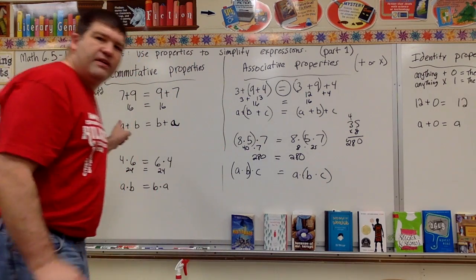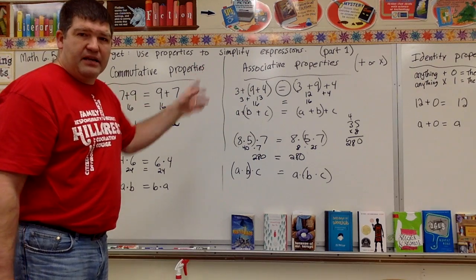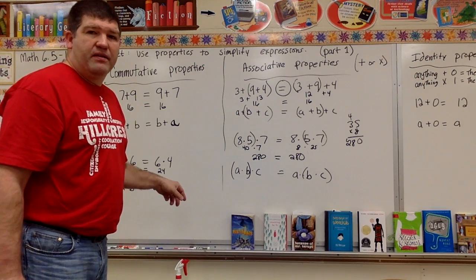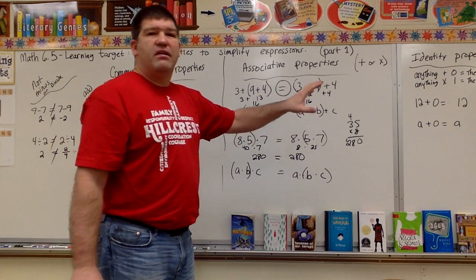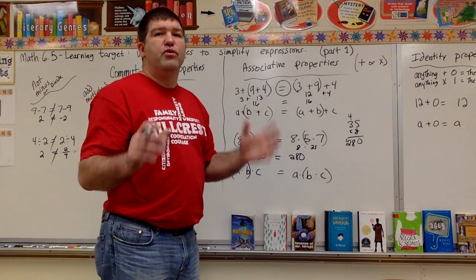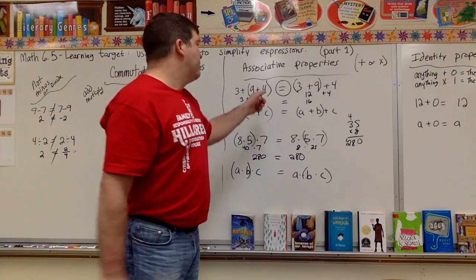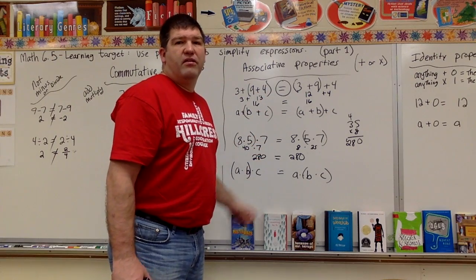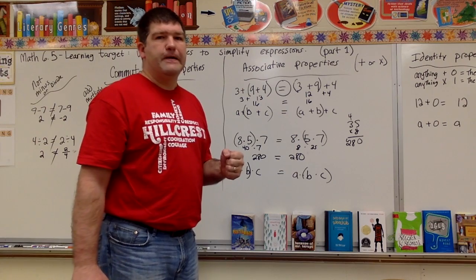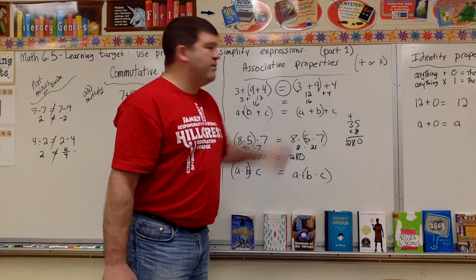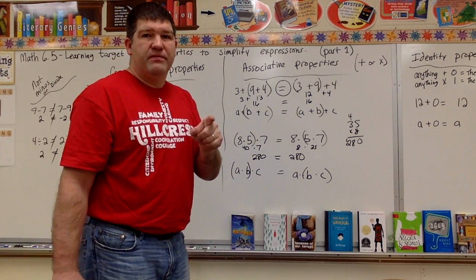So commutative tells me it doesn't matter which comes first and second in adding and multiplying. Associative property says, you know what, they're in the same order, but I'm grouping them differently. I'm doing different steps first. And with all addition and all multiplication, it doesn't matter. Now it has to be all in the same order, and it has to be all addition or all multiplication to be associative.